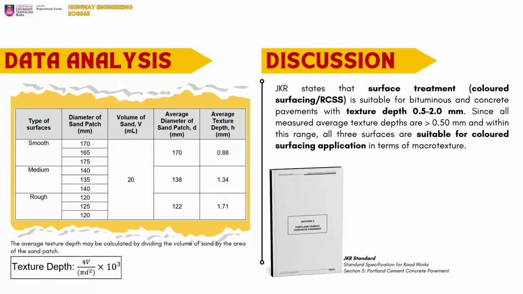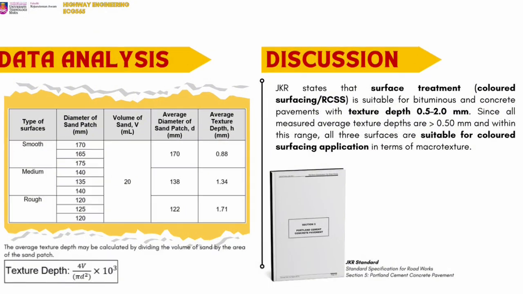The data obtained is recorded in the form of a table by using the texture depth formula. JKR states that surface treatment is suitable for bituminous and concrete pavements with texture depth 0.5 to 2.0 mm. Since all the measured average texture depths are above 0.50 and within this range, all three surfaces are suitable for colored surfacing application in terms of macro texture.